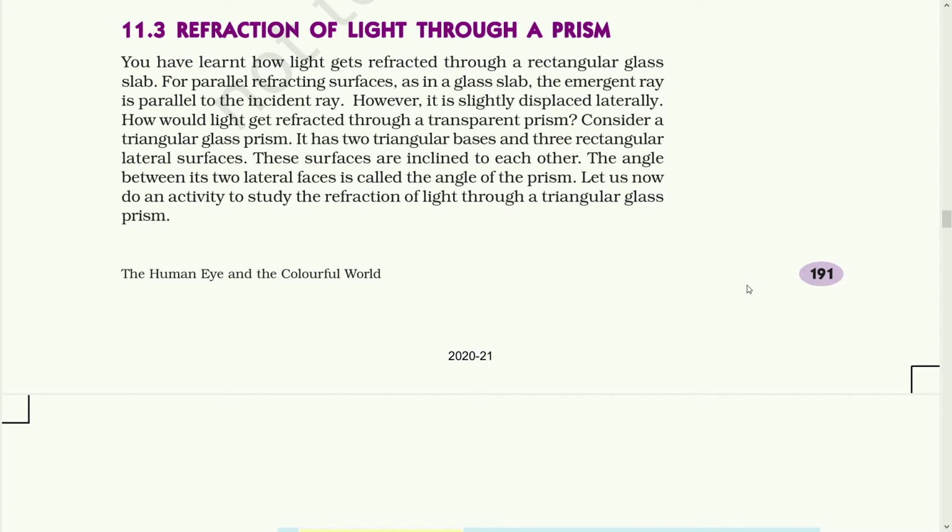Now, before we start understanding this, you have to study what a prism is. A prism is a triangular glass slab which has two triangular bases and three rectangular lateral surfaces. These surfaces are inclined to each other. The angle between its two lateral faces is called the angle of prism. So, we are going to study the prism and the refraction of light through a prism.